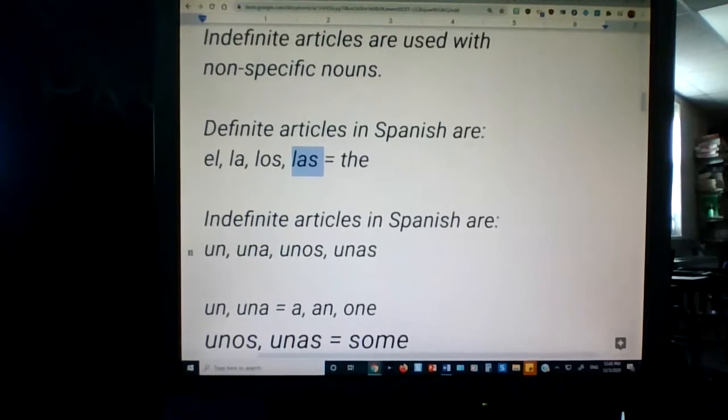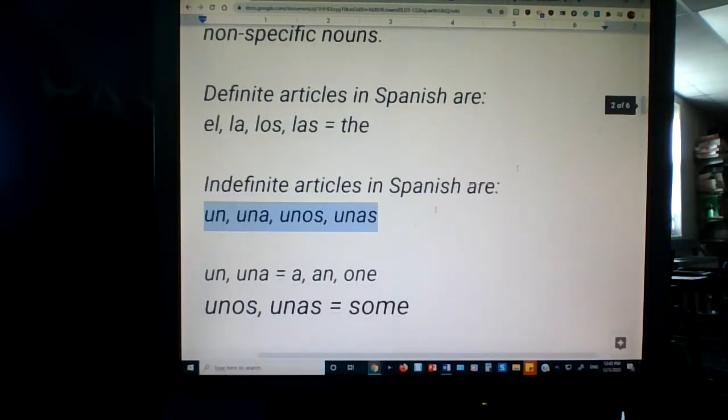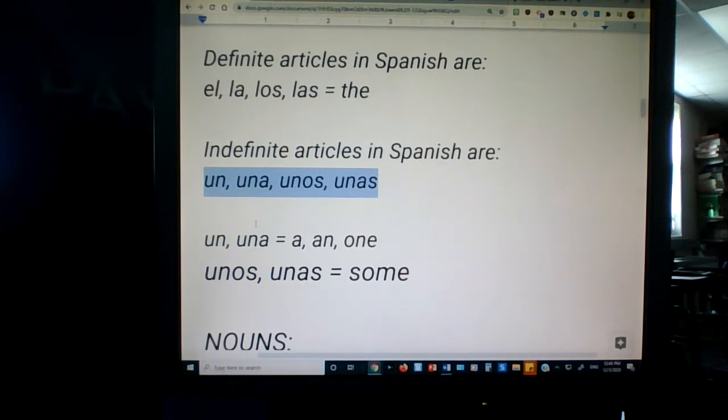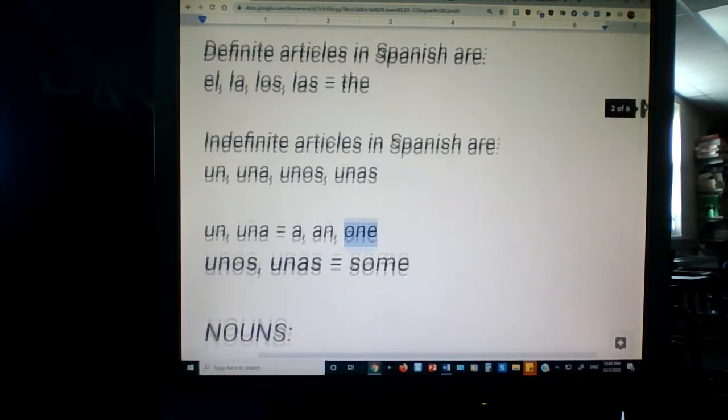And guess what? We also have 4 indefinite articles in Spanish. All right, let's take a look. Indefinite articles in Spanish are un, una, unos, and unas. What does un and una mean? A, an, or one. Unos and unas means some. So if I said una pizza, your mind will have to think of 2 things. It could be a pizza or one pizza.